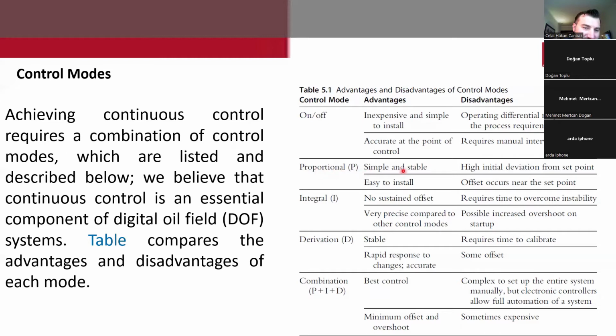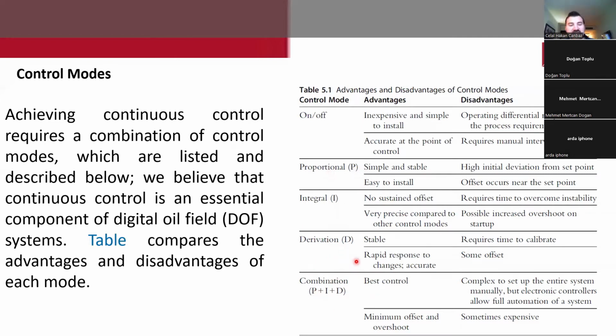The proportional one is simple, stable and easy to install. There is a high initial deviation from the set point, and offset occurs near the set point. The integral has no sustained offset and requires time to overcome the instability. It is very precise compared to other control modes, with possible increased overshoot on startup. For the derivative type, we call it D. For proportional you will see P, integral I, and derivative D. There is also a combination of these three.